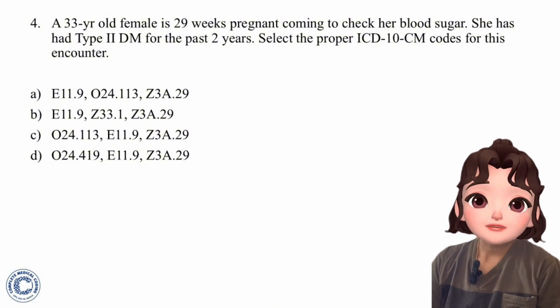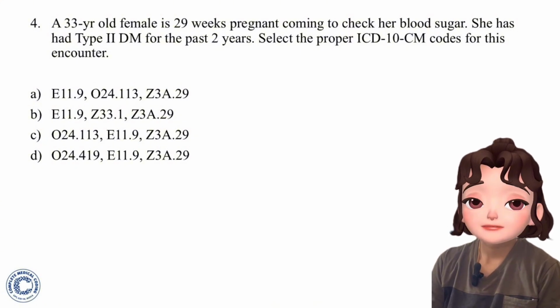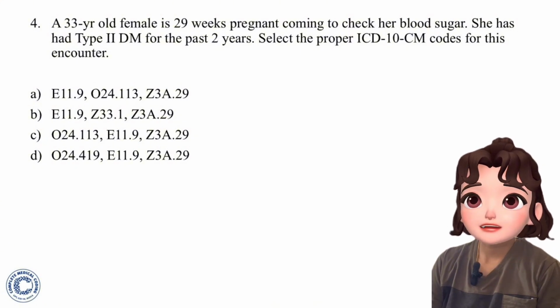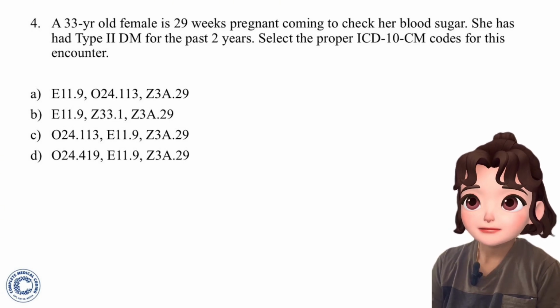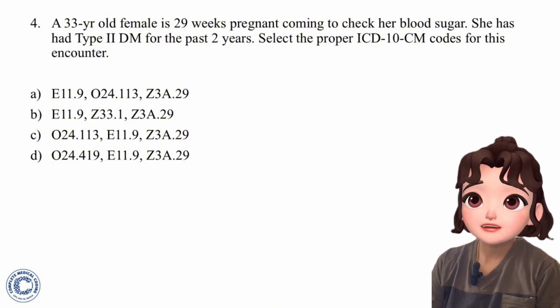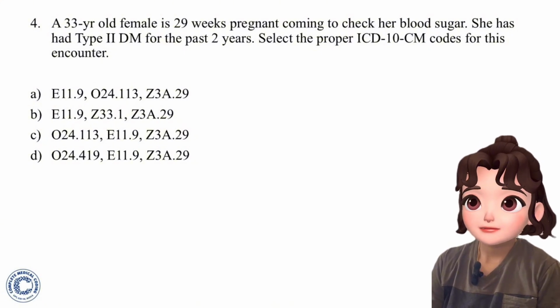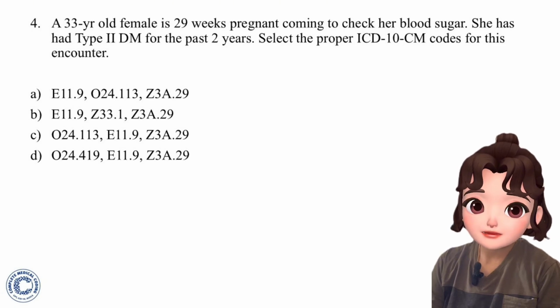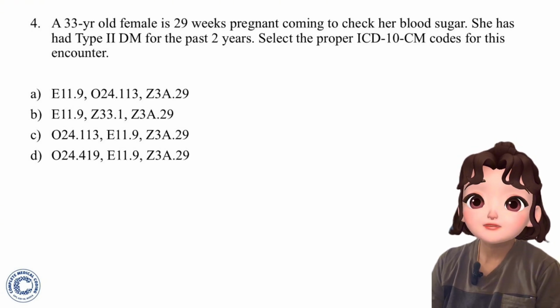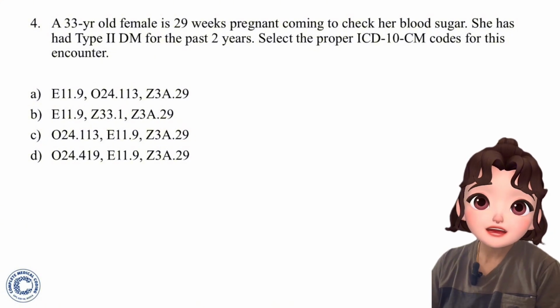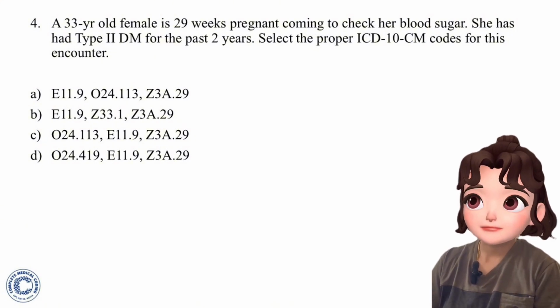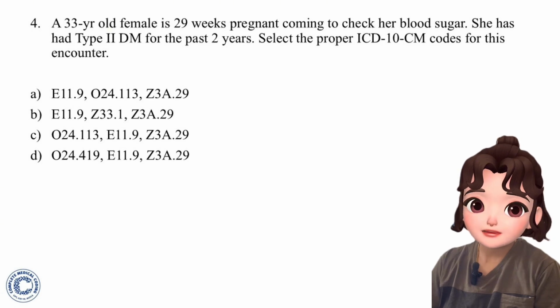Now moving to the fourth question. A 33-year-old female is 29 weeks pregnant, coming to check her blood sugar. She has had type 2 DM, type 2 diabetes, for the past 2 years. Select the appropriate ICD-10-CM codes for this encounter. So here the patient has had DM for 2 years. But she's right now 29 weeks pregnant and she's here to check the blood sugar.